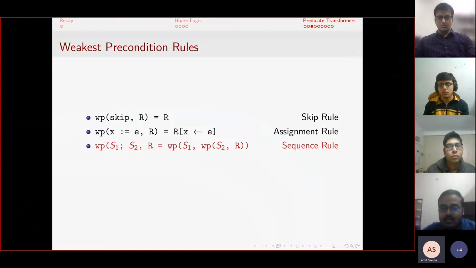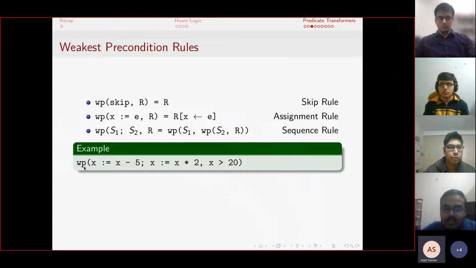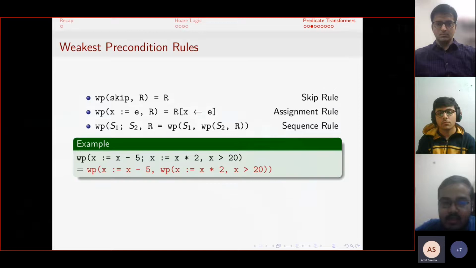Now we look at the sequence rule, which says that the weakest precondition of the statement S1 followed by S2, sorry, there should be a bracket here, with postcondition R is equal to the weakest precondition of S1 with the postcondition being the weakest precondition of S2, R. So the example is the combination of x := x - 5 and x := x - 2, and the postcondition being x > 20.